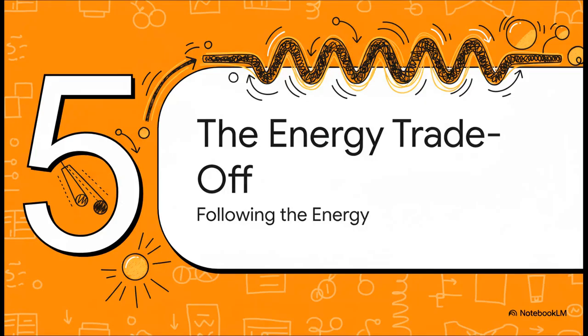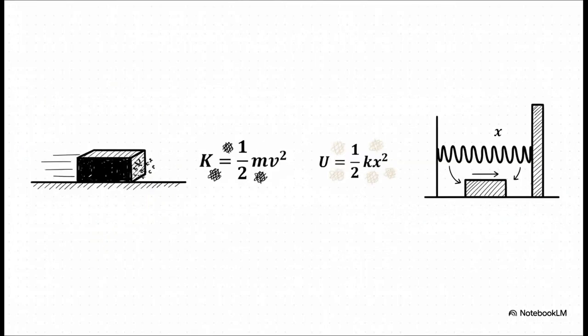All right, let's switch gears for a second and look at this whole dance from a totally different angle, energy. Because what's really going on here is this constant trade-off, where energy is just being passed back and forth, but the total amount never ever changes. So let's think of it like two bank accounts. You've got kinetic energy, that's your checking account.